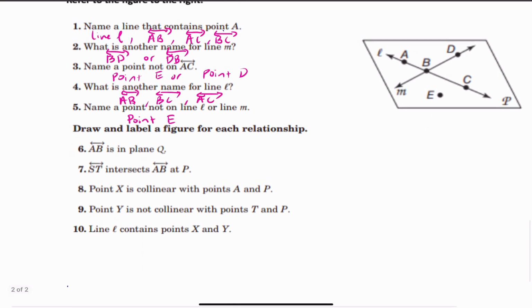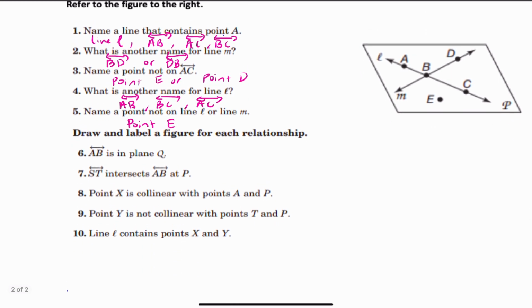All right, next thing is to take a look at number 6. We're going to go ahead and draw and label a figure for each relationship. So for number 6, we have line AB, which is in plane Q. I can do the easy part first, which is to draw the plane Q. So here's number 6. I'm going to draw a plane. And one way to name a plane is to use a capital letter. So I will write the letter Q.